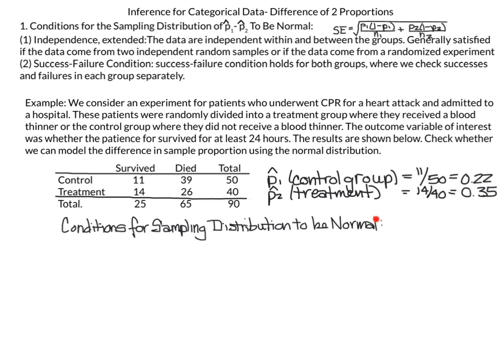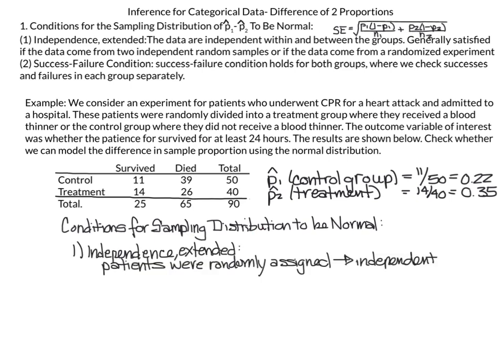And before we start using the normal table to do confidence intervals or hypothesis testing, we need to verify that the sampling distribution is indeed normal. The first condition is independence, and because the patients were randomly assigned into treatment and control group, that's a randomized experiment, we can say that independence has been satisfied.